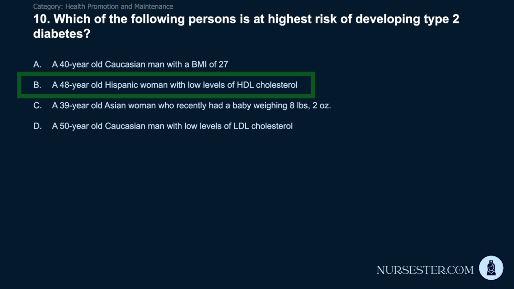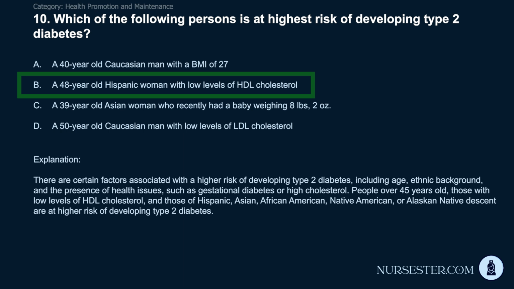Correct answer: B. A 48-year-old Hispanic woman with low levels of HDL cholesterol. There are certain factors associated with a higher risk of developing type 2 diabetes, including age, ethnic background, and the presence of health issues, such as gestational diabetes or high cholesterol. People over 45 years old, those with low levels of HDL cholesterol, and those of Hispanic, Asian, African American, Native American, or Alaskan Native descent are at higher risk of developing type 2 diabetes.